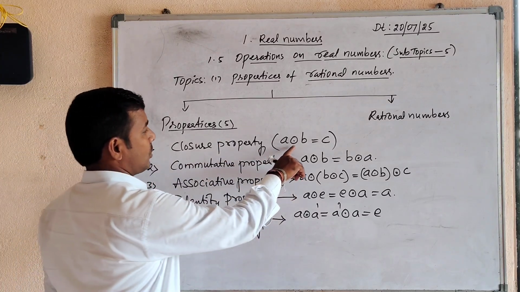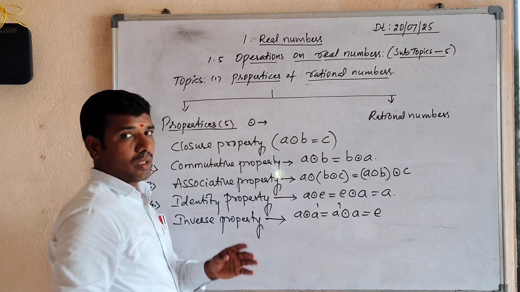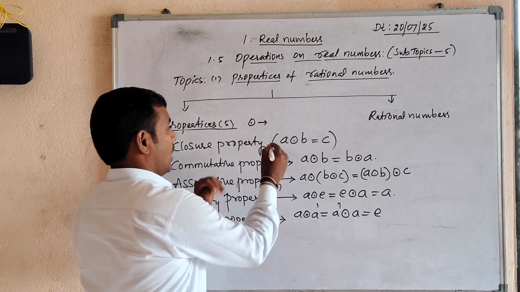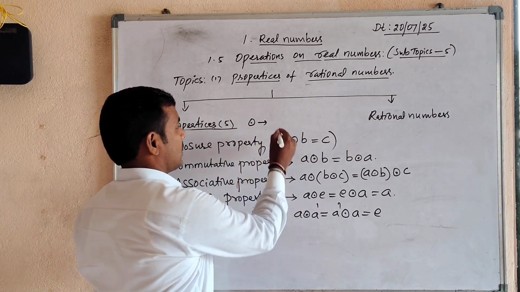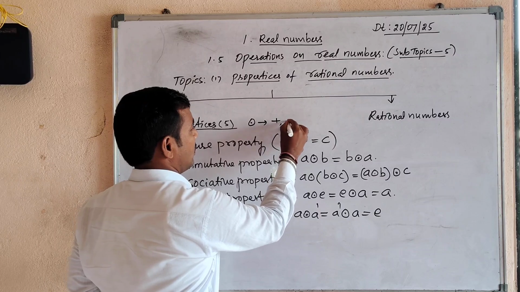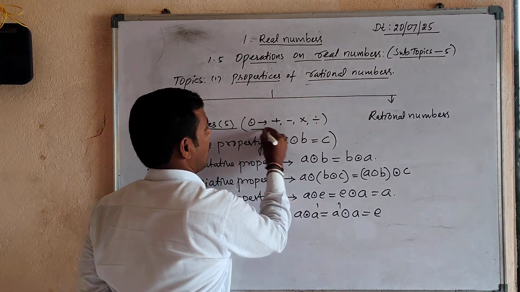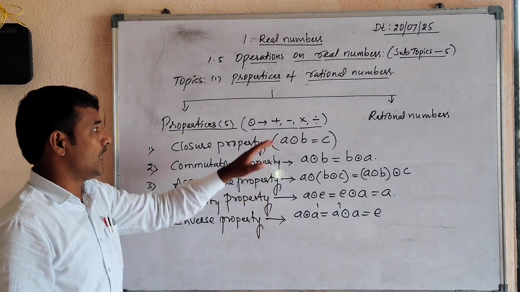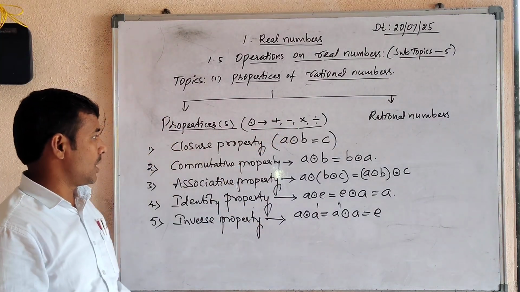One more thing I want to say: what is the dot circle? The dot circle indicates 4 operations. Instead of writing the 4 operations, we represent them with a dot circle. The dot circle stands for plus, minus, multiplication and division. These 4 operations are very important. Instead of the 4 operations, I just denoted them with the dot circle.